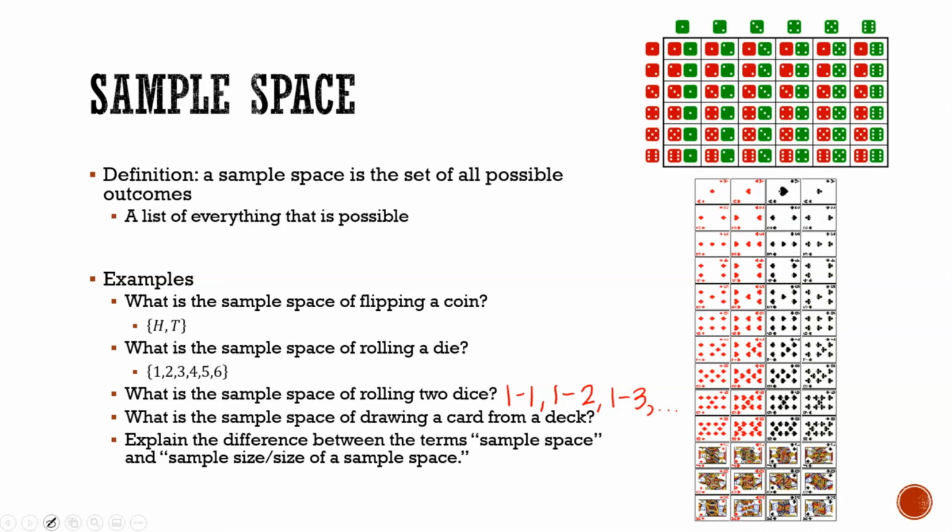Explain the difference between the terms sample space and the sample size, or the size of a sample space. To answer this question, sample space includes a list of all the possible outcomes, whereas a sample size is how many possible outcomes we have.